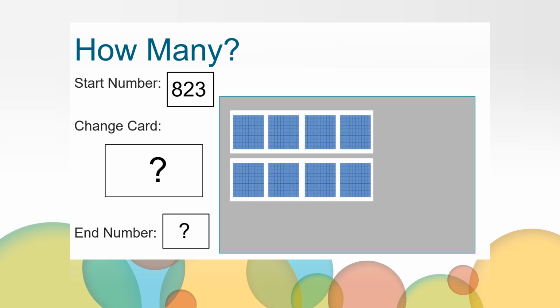Did you draw 8 hundreds blocks because the digit in the hundreds place is an 8, 2 tens rods because the digit in the tens place is a 2, and 3 ones cubes because the digit in the ones place is a 3? This gives us the number 823. Let's see what the change card tells us to do this time.